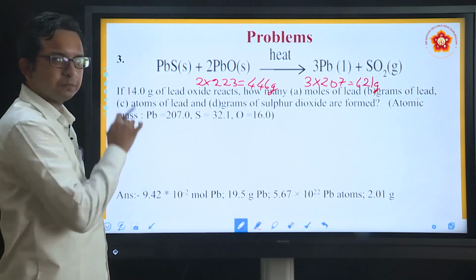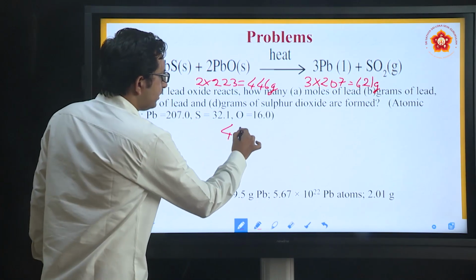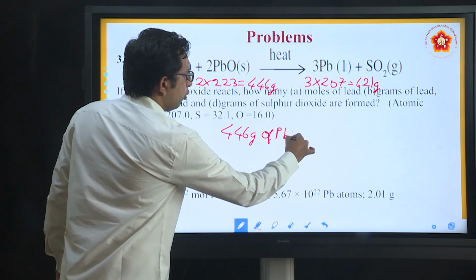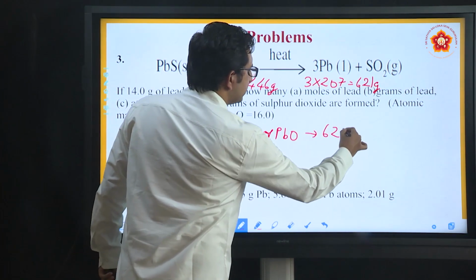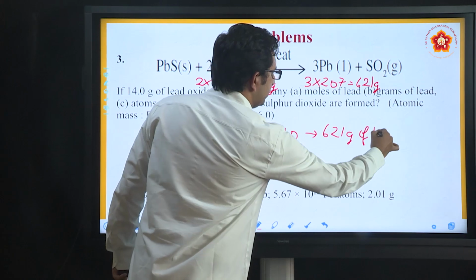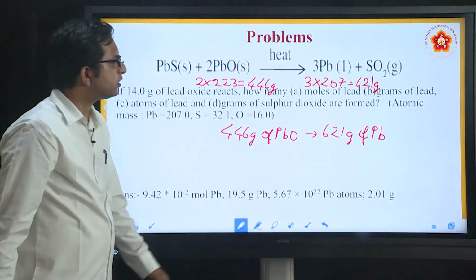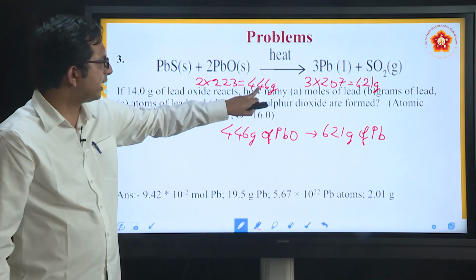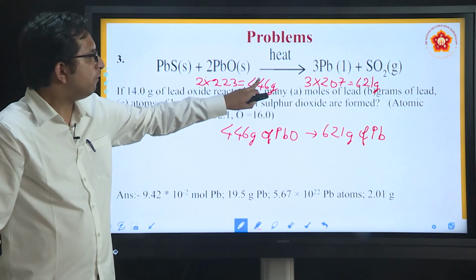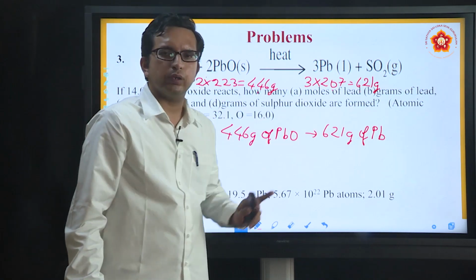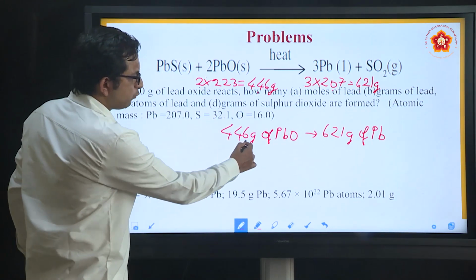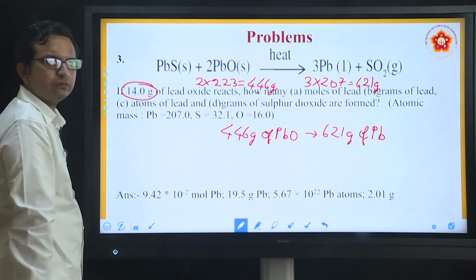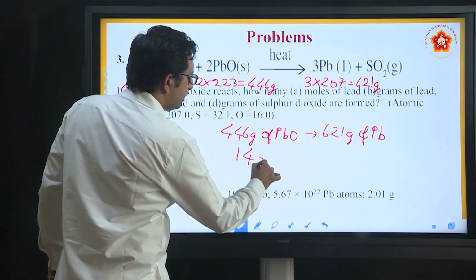What you understand by this is that 446 gram of PbO was able to give you 621 gram of Pb. How did you get this? You got it from the reaction itself, where in total the amount reacted was 446, whereas the amount that was obtained was 621. So if you had used 446 gram, you would have got 621, but how much have they used in the question? They have used only 14 gram.